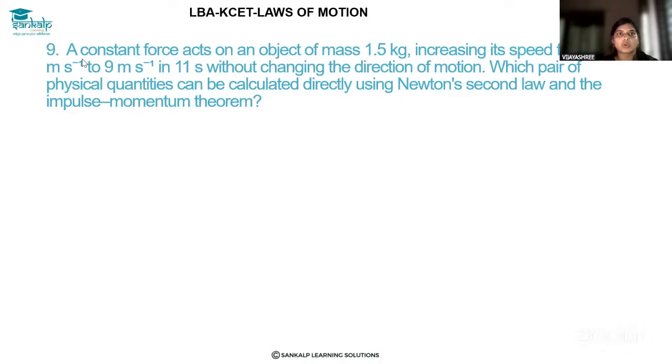A constant force acts on an object of mass 1.5 kg, increasing its speed from 5 meter per second to 9 meter per second in 11 seconds without changing the direction of motion. Which pair of physical quantities can be calculated directly using Newton's second law and the impulse momentum theorem?